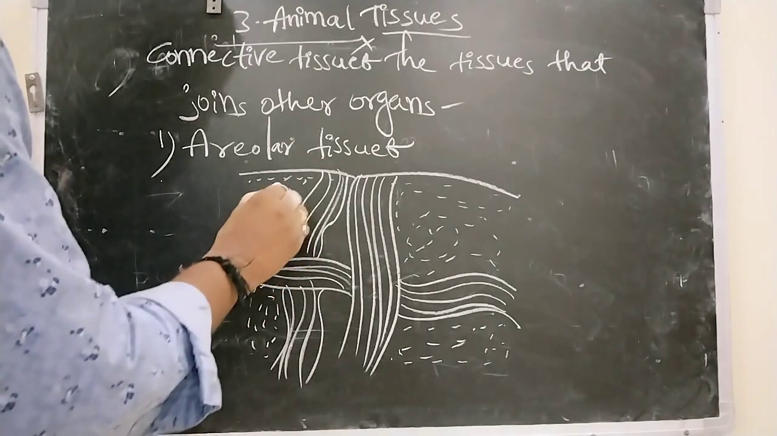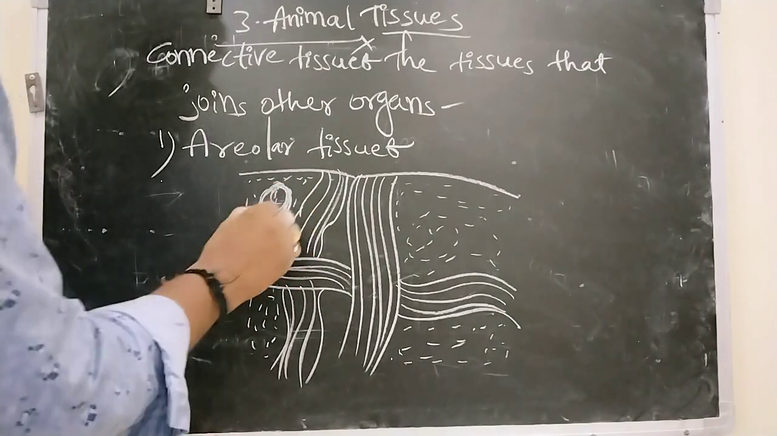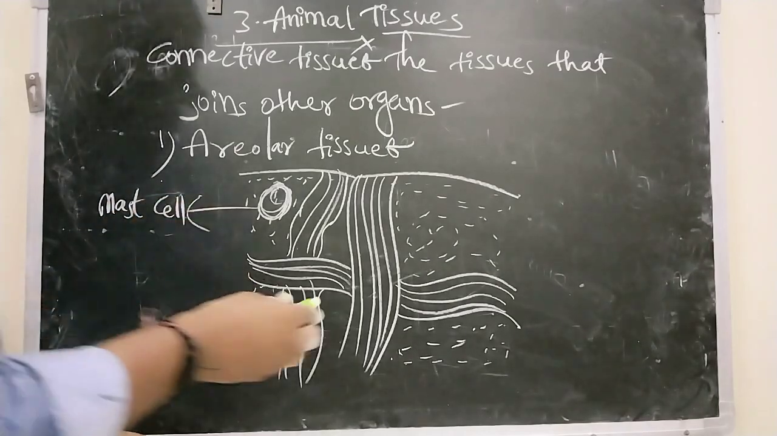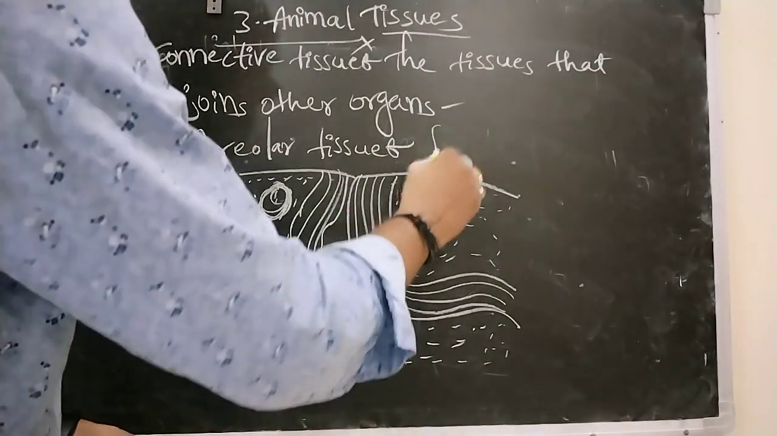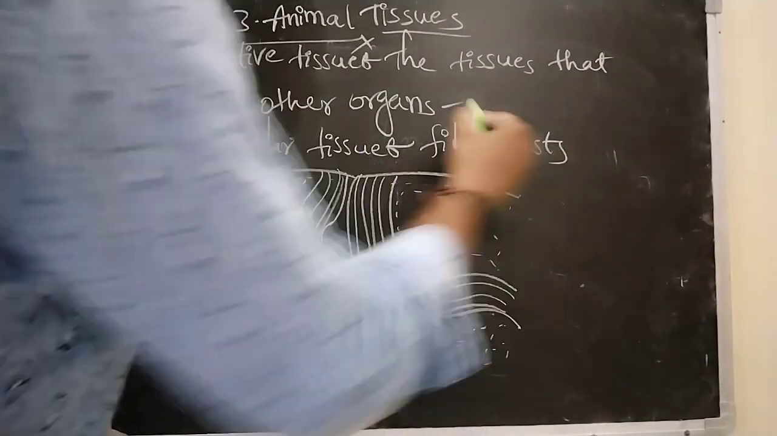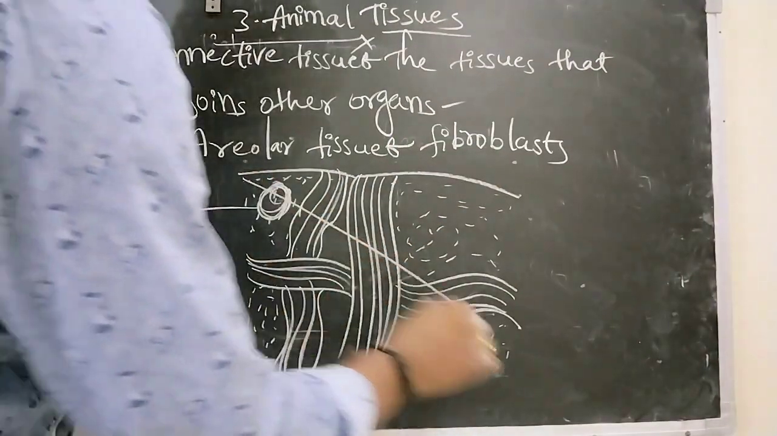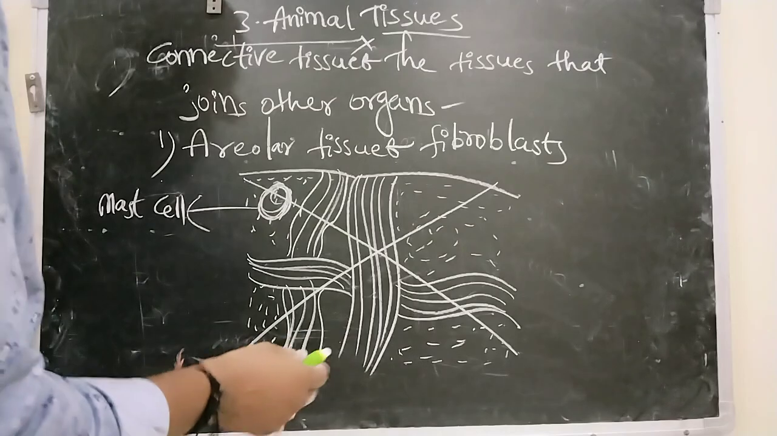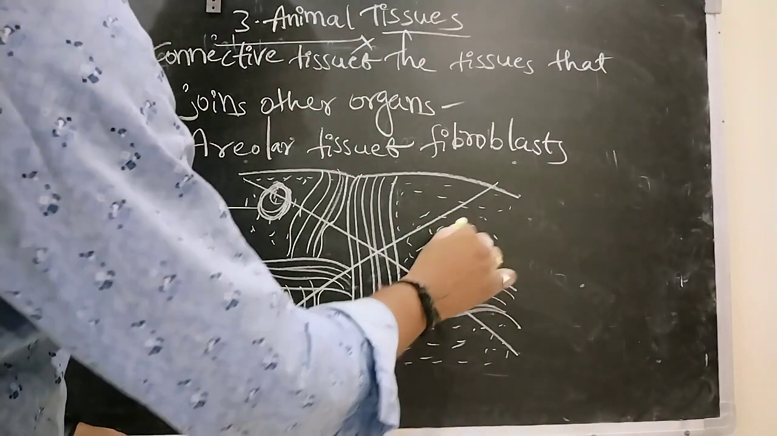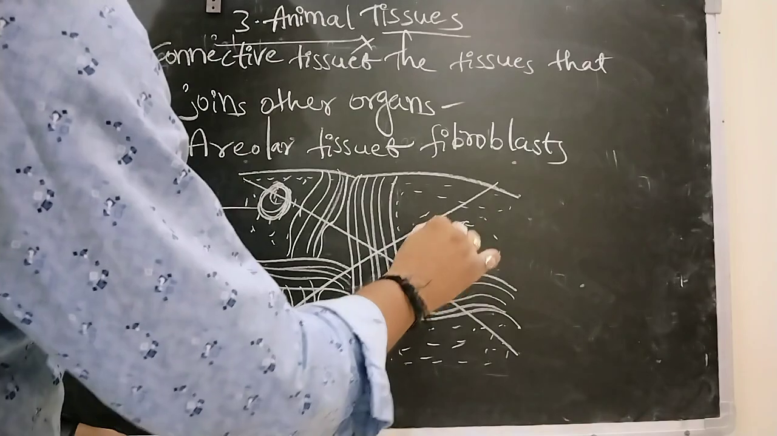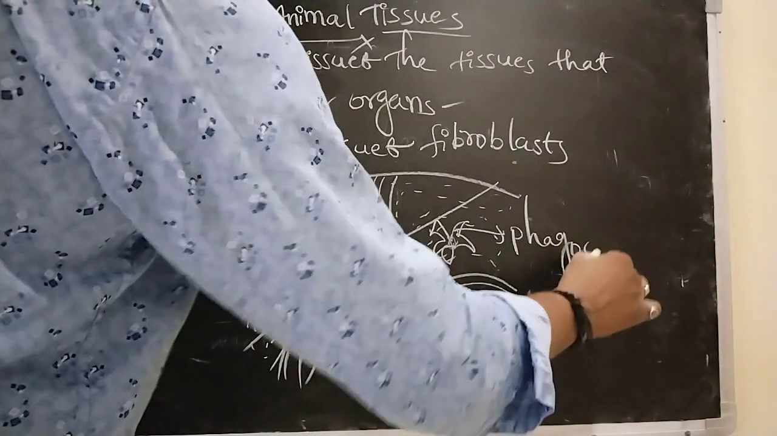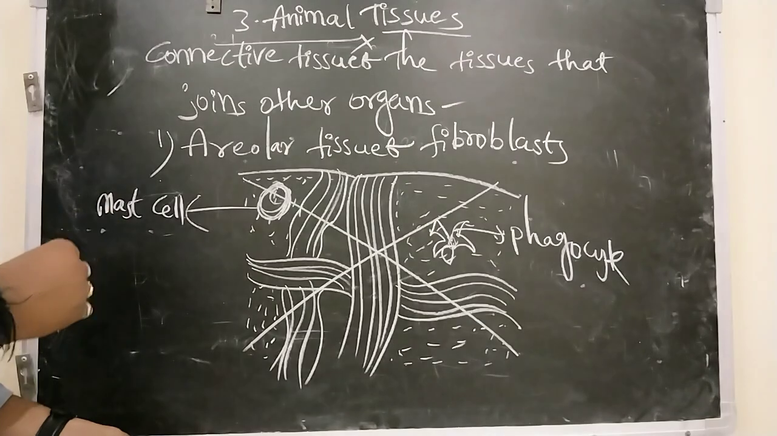Here is a cell, a cell called mast cell. And the areolar tissue is made up of cells called fibroblasts. Two types of fibers are present, and there is a phagocyte also. A structure called phagocyte and mast cell is present.